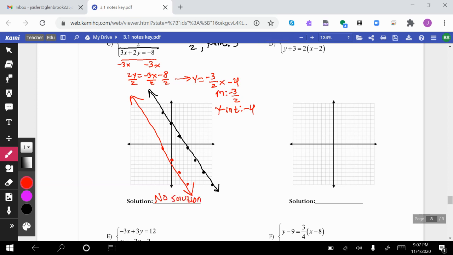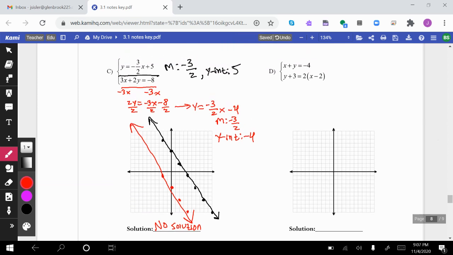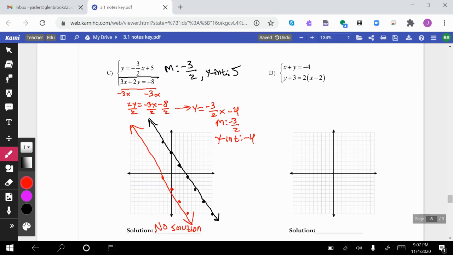Now, I did all of that work, but if we look back, we actually see that both equations have a slope of -3/2. And when we have 2 equations with an equivalent slope, with the same slope, we know that those are going to be parallel lines, right? So we could have kind of predicted that from the start.